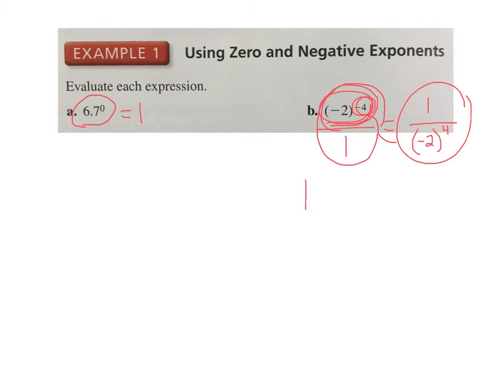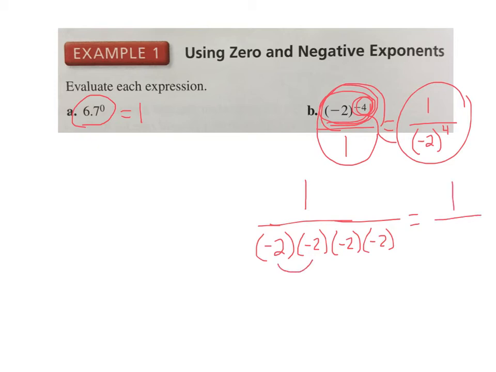And so I've got 1 over negative 2 to the 4th means negative 2 times negative 2 times negative 2 times negative 2. And if we multiply that out, we get 1 over negative 2 times negative 2 is positive 4. And negative 2 times negative 2 is positive 4. And 4 times 4 is 16. So 1 over 16 is our answer to this problem right here.